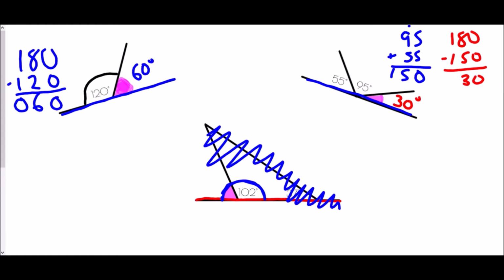And so all we need to do here is 180 take away 102. And if we do that, borrow 1, 10 take away 2 is 8, 7 take away 0 is 7, and 1 take away 1 is 0. And so this pink angle is actually 78 degrees.